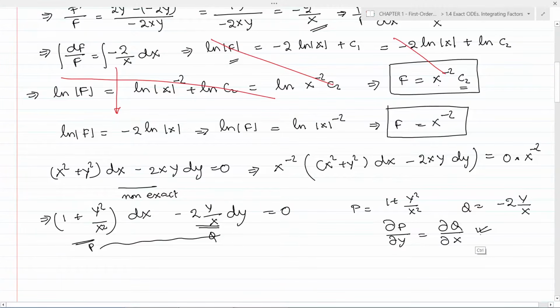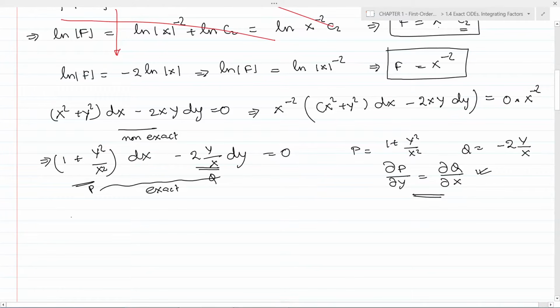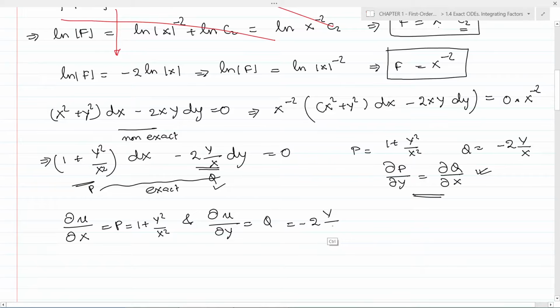You can verify this step. We are going to skip this step because we know that multiplying the integrating factor by the original ODE will give us the exact differential equation. Now, if this is the exact differential equation, we can have a function u such that del u by del x equal to this P right here and del u by del y equal to this Q right here, P equal to 1 plus y square by x square and Q equal to minus 2y divided by x.